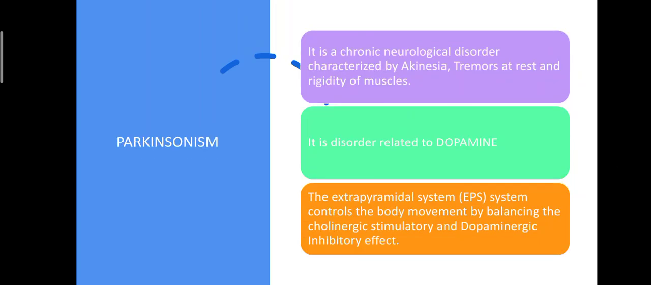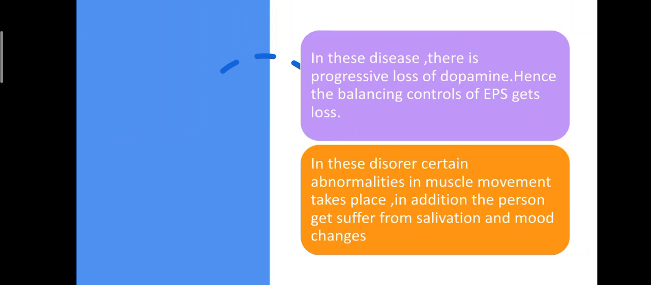Next point, Parkinsonism. What is Parkinsonism? It is a chronic neurological disorder characterized by akinesia, tremors at rest, and rigidity of muscles. It is disorder related to dopamine. The extrapyramidal system, means EPS system, controls the body movements by balancing the cholinergic stimulatory and dopaminergic inhibitory effect. In this disease, there is progressive loss of dopamine, hence the balancing controls of EPS gets lost.